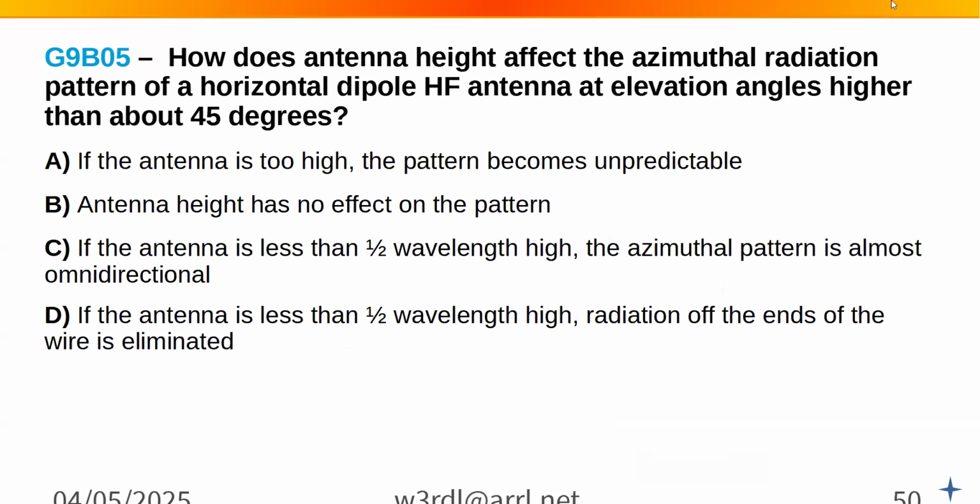So how does antenna height affect the azimuthal, that's the horizontal, radiation pattern of the horizontal dipole at elevation angles higher than about 45 degrees? I had trouble understanding that one because they throw in the 45-degree elevation angle in there. It will be clear when you see the answer, I think.